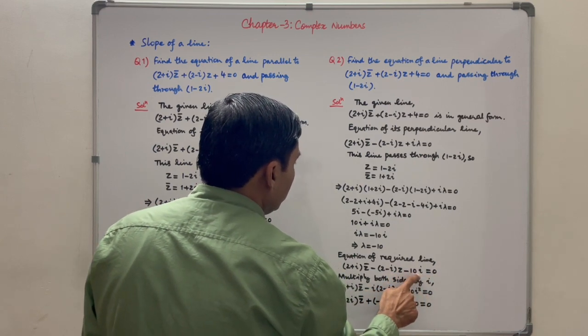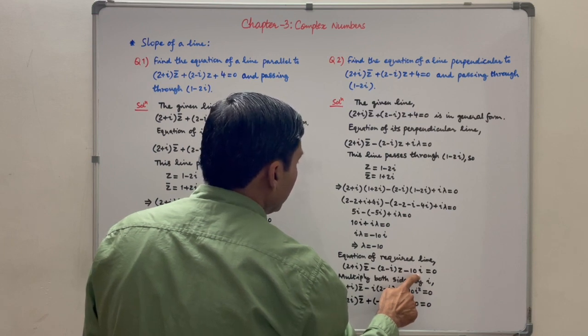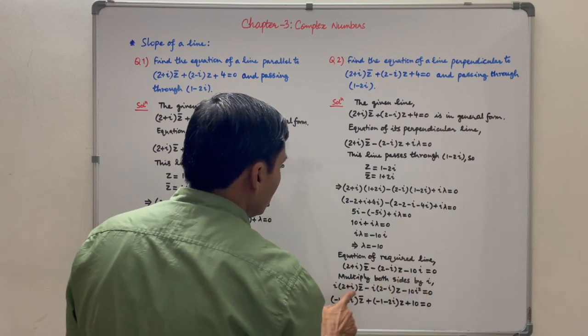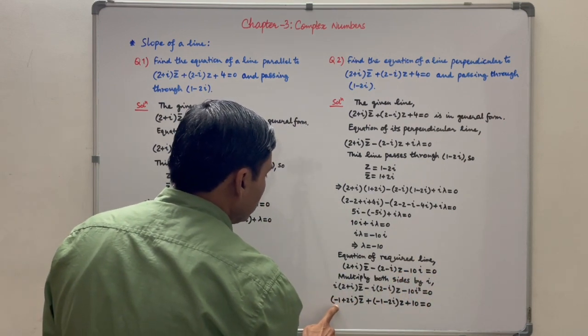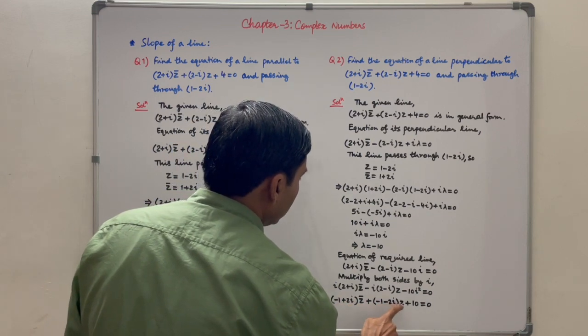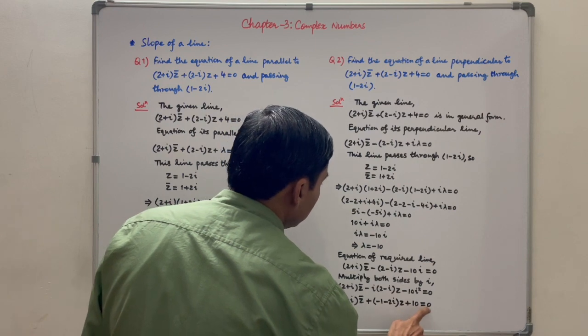This part should be purely real, but it is purely imaginary. To make it purely real, we will multiply both sides of the equation with i to get the line as (minus 1 plus 2i) z bar plus (minus 1 minus 2i) z plus 10 is equal to 0.